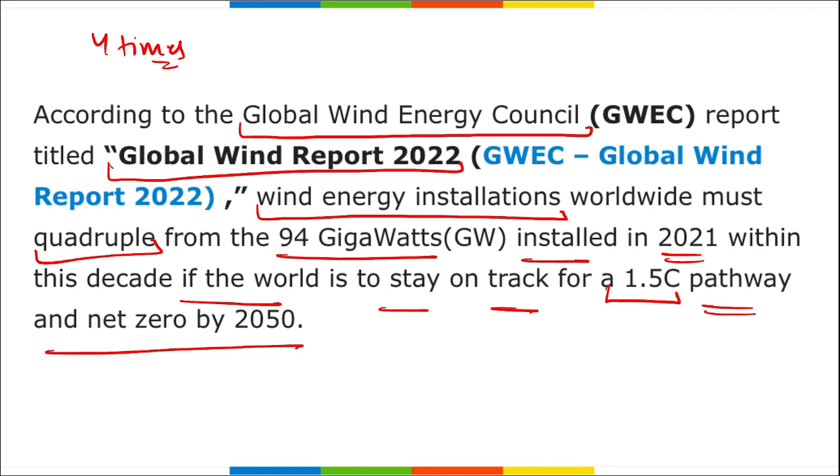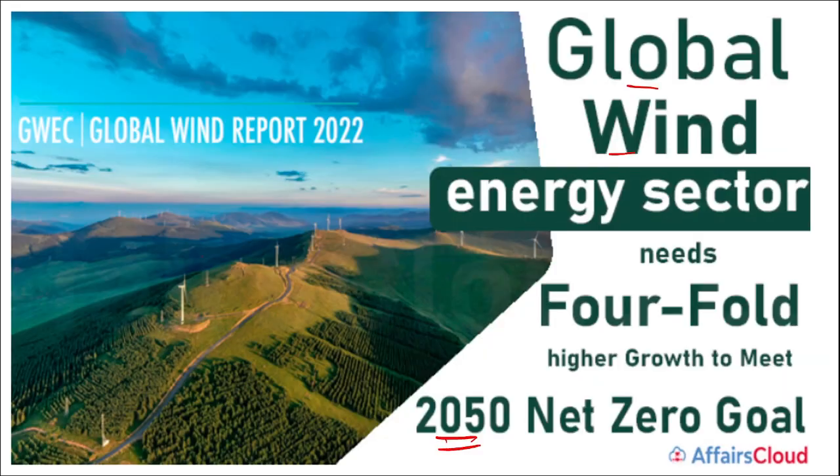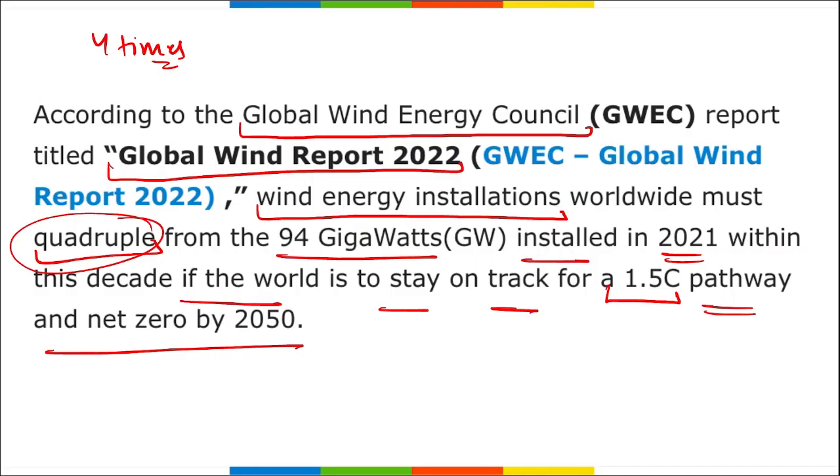I repeat, in order to achieve this net zero target of 2050 and to be on track for 1.5 degrees Celsius, we have to quadruple the wind energy installations. All right, these are the windmills that you can see. That means we have to 4 times the current windmill capacity, the energy that is generated right now should be 4 times in the coming decade in order to meet the demand of energy, because we know energy demand is growing day by day.